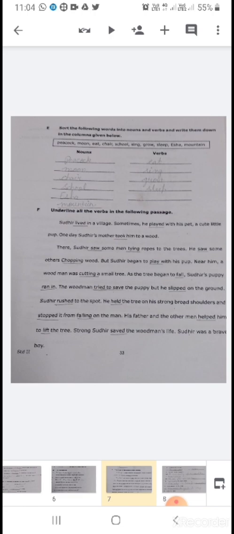Next is strong Sudhir saved the woodman's life. Sudhir was a brave boy. So here only saved is a verb. It is showing an action only here. Now see the next.